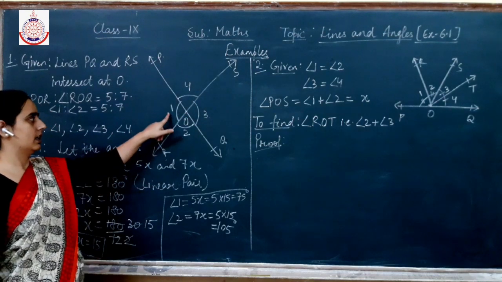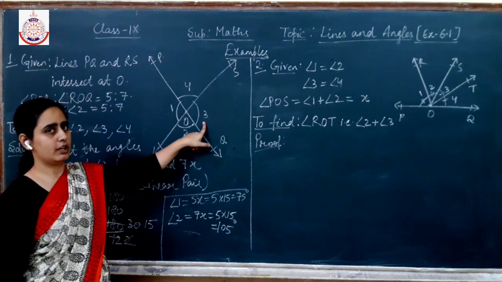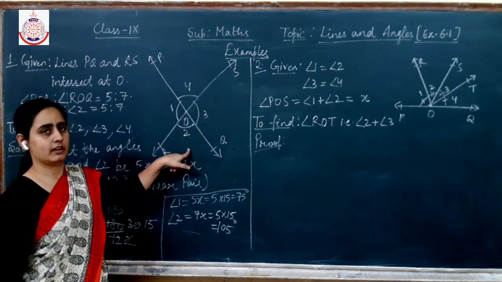Fine. Now left are angles 3 and 4. Now you can see angle 1 is equal to angle 3. Reason is vertically opposite angles. Similarly, angle 4 will be equal to angle 2.